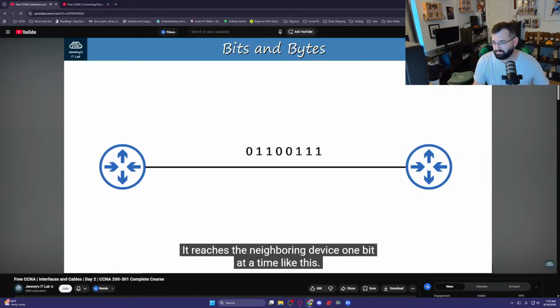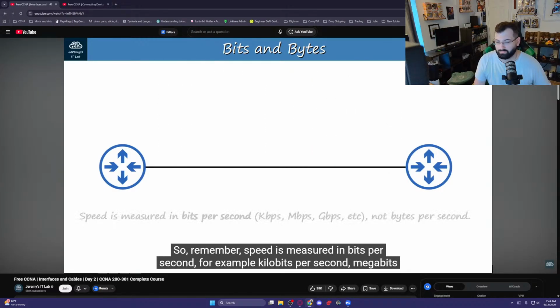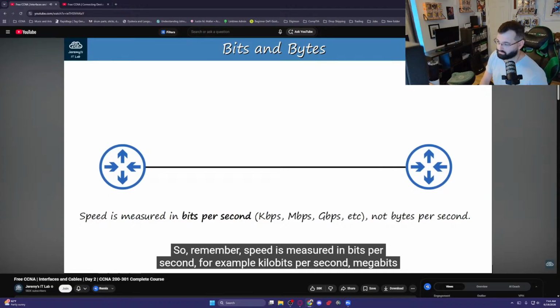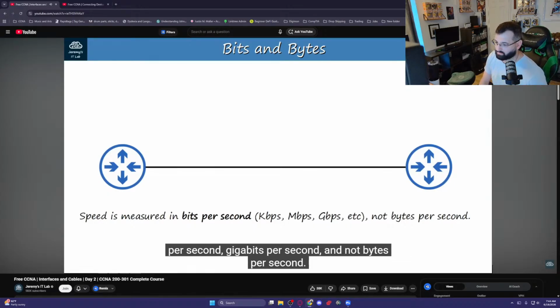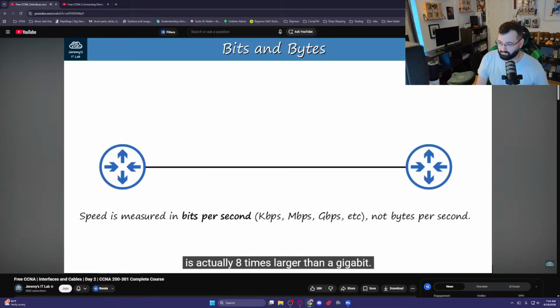It reaches the neighboring device 1 bit at a time like this. It doesn't operate 1 byte at a time like this. So remember, speed is measured in bits per second. For example, kilobits per second, megabits per second, gigabits per second, and not bytes per second. Data on a hard drive, for example, is measured in bytes, however. So remember, a gigabyte is actually 8 times larger than a gigabit.